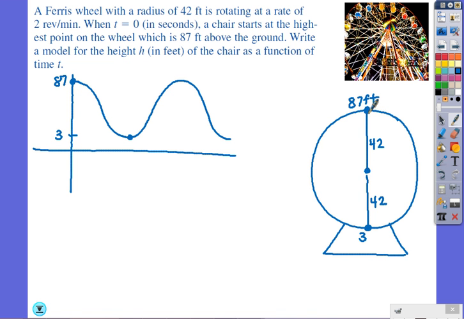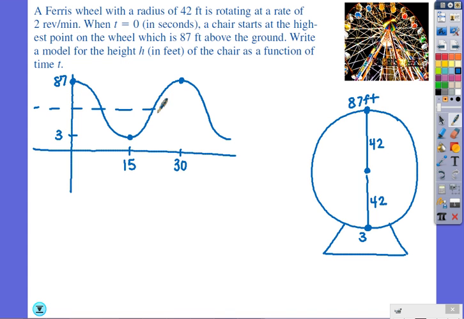Oh, and then it goes around twice every minute. So that means it's going to go around once every 30 seconds. So start at the top, get back to the top in 30 seconds. Be at the halfway point at 15 seconds. So we'd be down at the bottom at 15 seconds, back to the top. There we go.